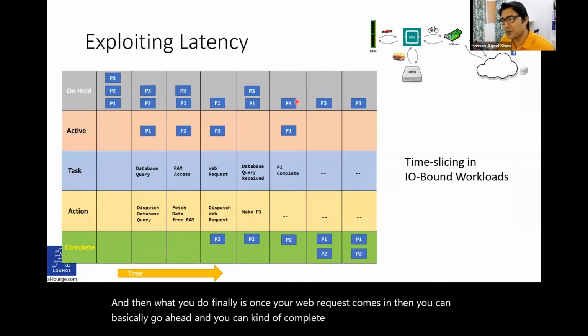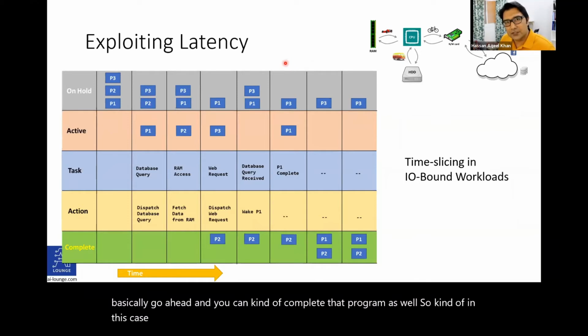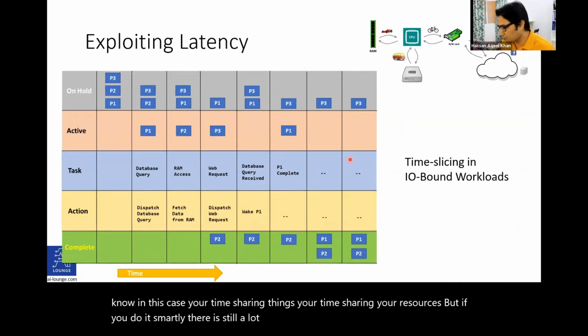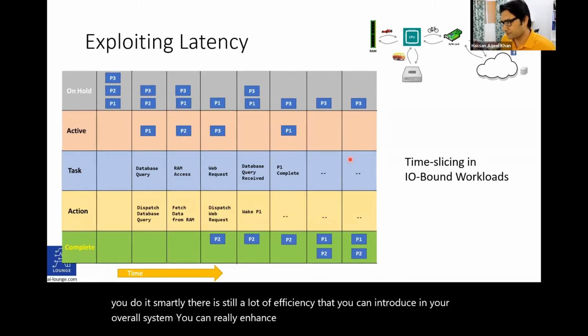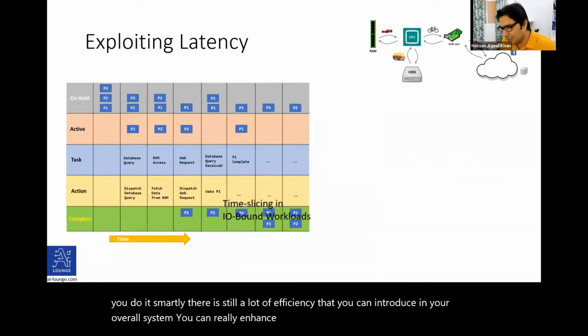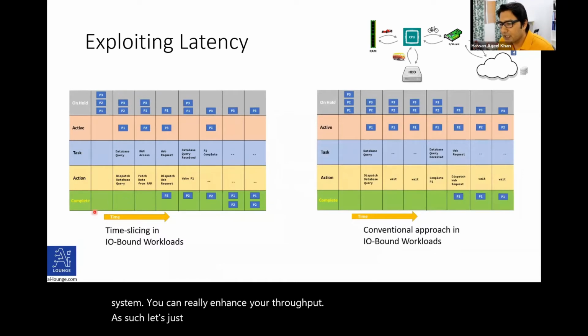So in this case, you're time sharing your resources, but if you do it smartly, there's still a lot of efficiency that you can introduce in your overall system. You can really enhance your throughput. So now let's compare the concurrent program, which just used time slicing.